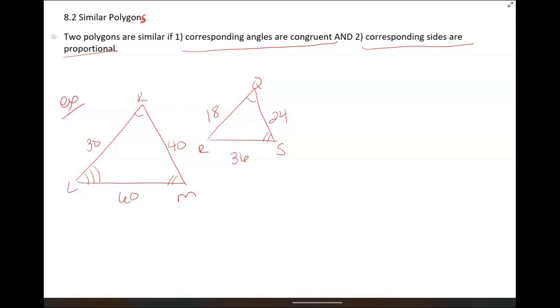You're going to notice a different sign today. Before, we've been using a lot of this sign, which equals congruent, but the similarity sign is just the little squiggle.